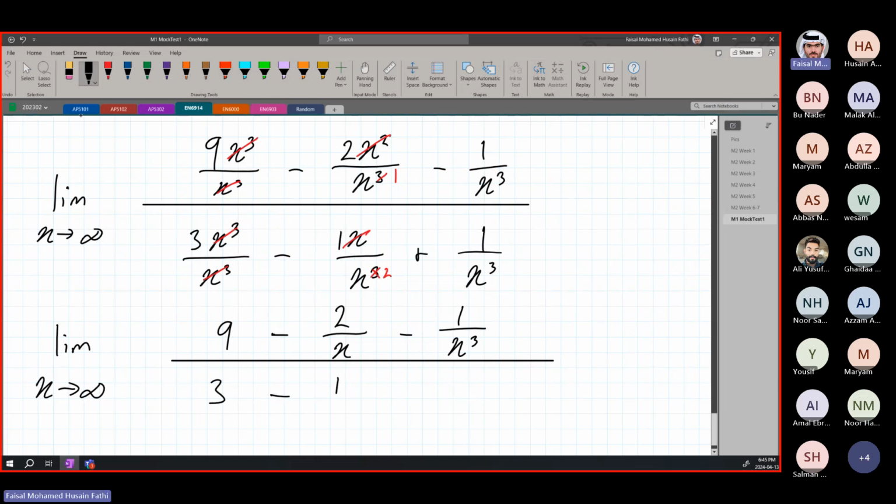Remember, x is just 1 times x. It's the same thing. 1 over x squared plus 1 over x cubed. Okay?